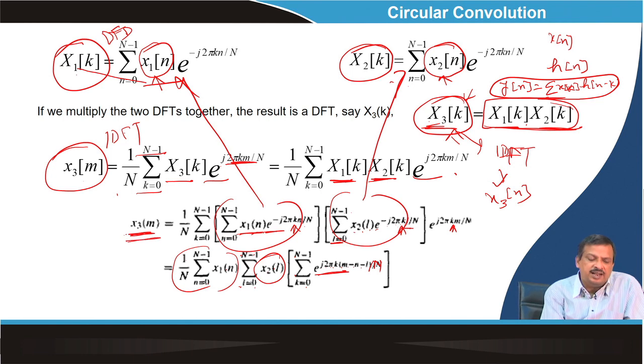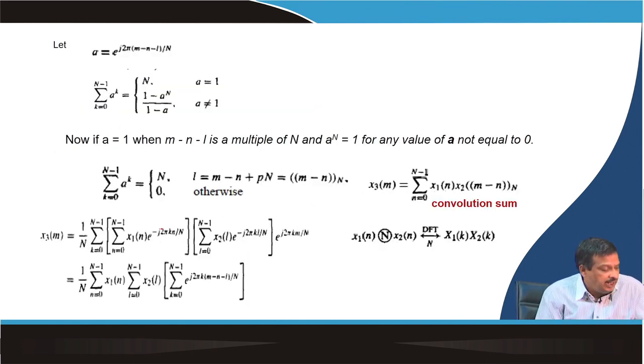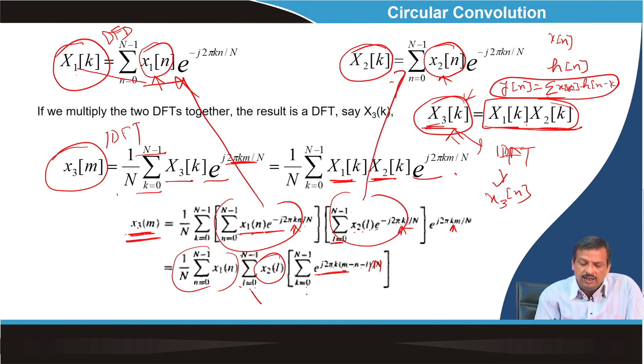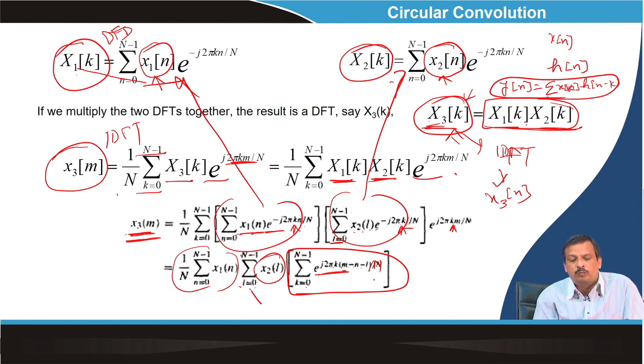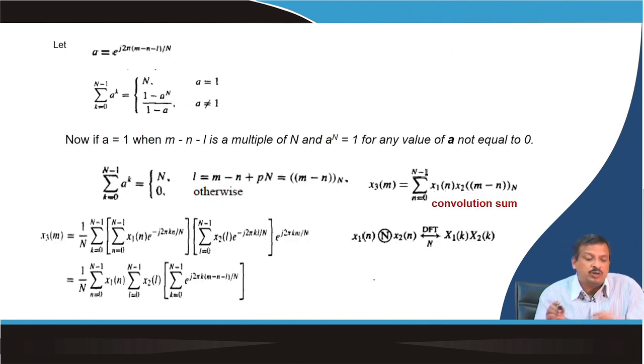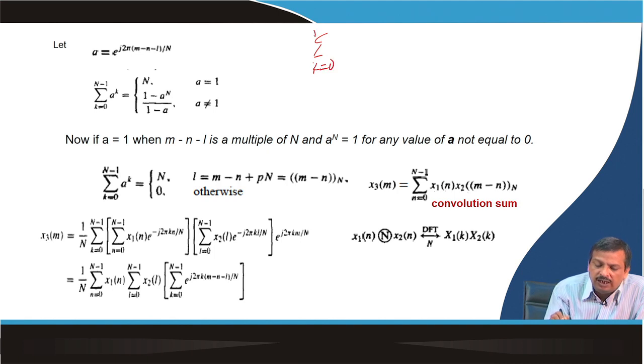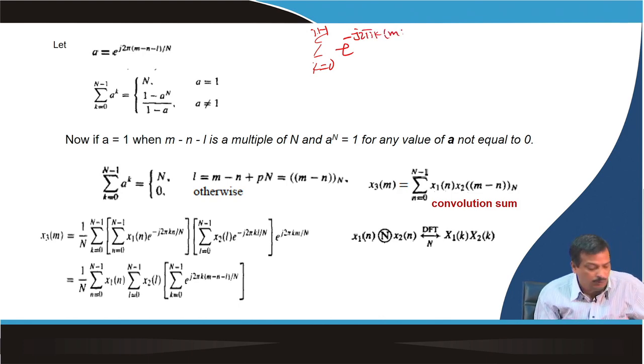So, this is my x3m. So, my x3m is this one, the sum over k equal to 0 to n minus 1 of e to the power j 2 pi k (m minus n minus l) divided by n. So, I can say the last part of the sum is k equal to 0 to n minus 1 e to the power minus j 2 pi k, minus or plus? This is plus, sorry. Plus (m minus n minus l) whole divided by n.